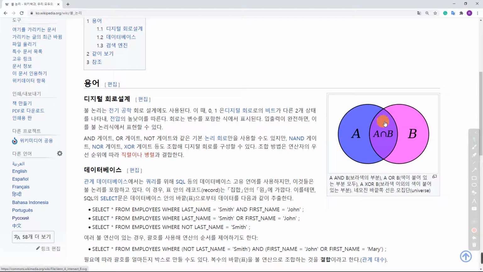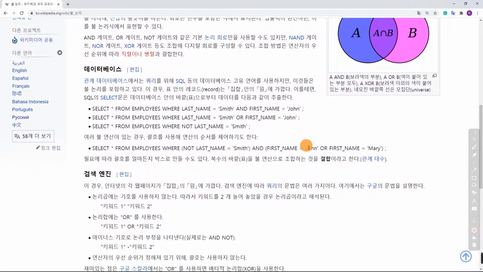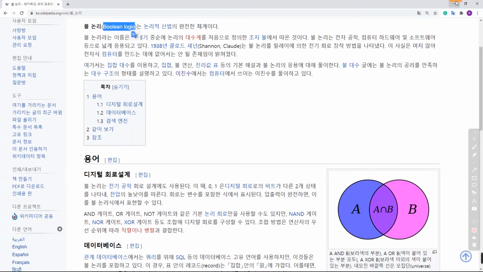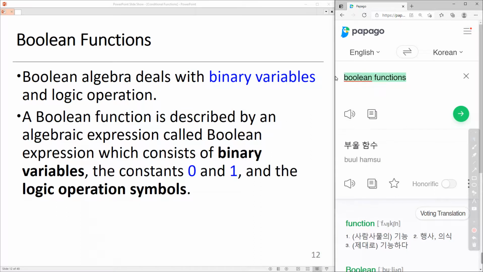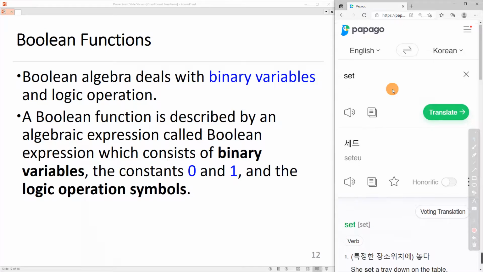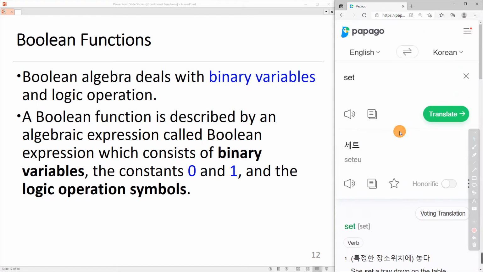For example, A intersection B. We need to firstly understand what a mathematical set is. This is an important concept. Let me write it here. Set. A set actually has several meanings, and one of them is related to mathematics.